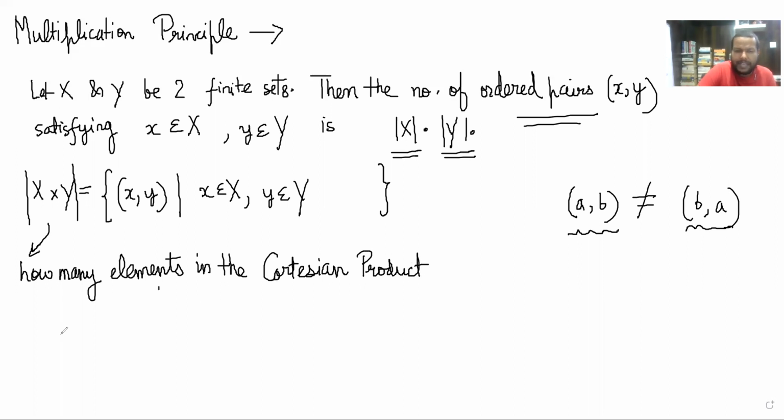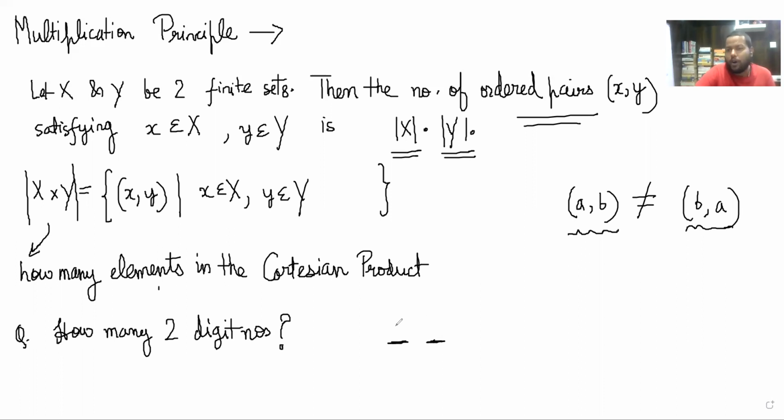So let's do a very simple example first. How many two-digit numbers are possible? If you want to answer this question, think of this two-digit number as an ordered pair. The first digit comes from some set and the second digit comes from some other set. The first digit of this number has to come from the set 1 to 9, because 0 cannot be part of that. The second digit comes from 0 to 9, because 0 can be a part here.